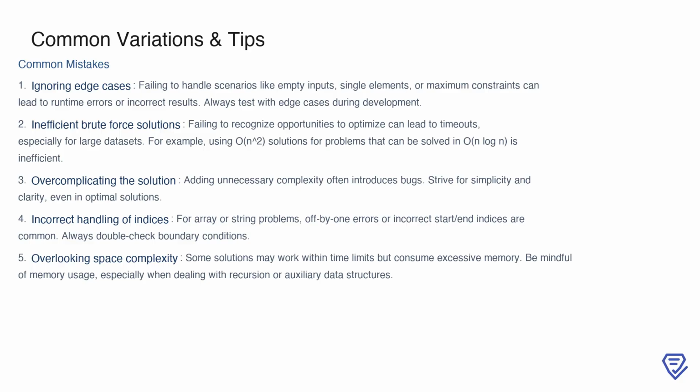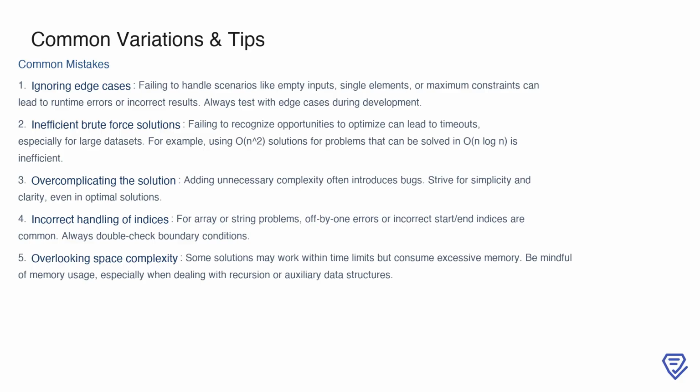For example, using an O(n²) approach when the problem can be solved in O(n log n) is a missed opportunity for optimization. Overcomplicating the solution is another frequent pitfall. Adding unnecessary logic not only makes the code harder to debug but also increases the chances of introducing bugs. Simplicity and clarity should always be prioritized. Additionally, incorrect handling of indices is a common challenge in string and array problems. Off-by-one errors or mismatched start and end indices can cause subtle bugs, so always double-check your boundary conditions.